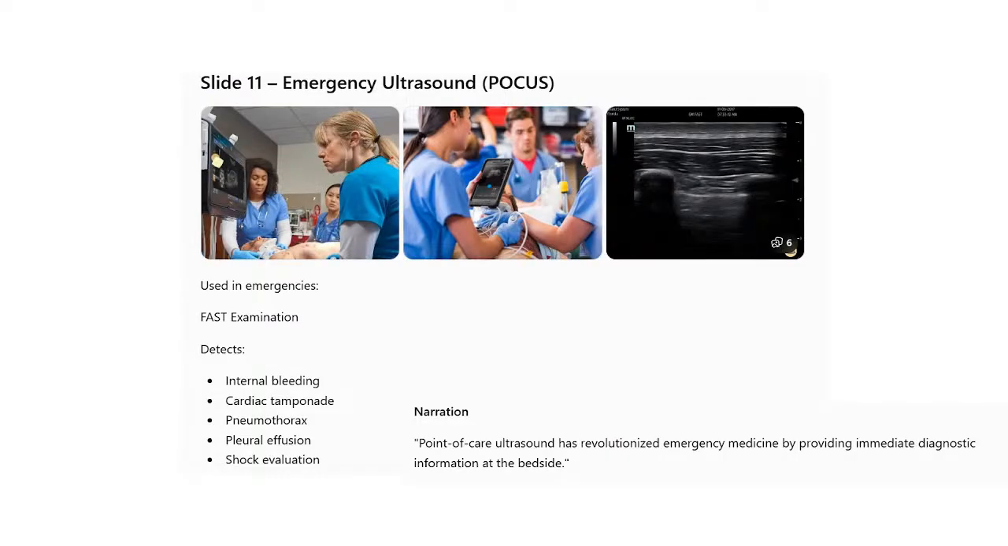So we also have what is called the emergency ultrasound, the point of care ultrasound, POCUS. It is used in emergencies and fast examinations, and detects internal bleeding, cardiac tamponade, pneumothorax, pleural effusion, and shock evaluation. So the narration: point of care ultrasound has revolutionized emergency medicine by providing immediate diagnostic information at the bedside.